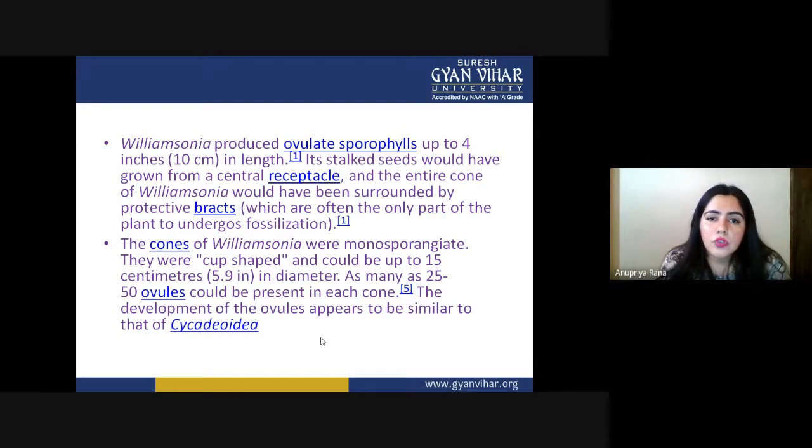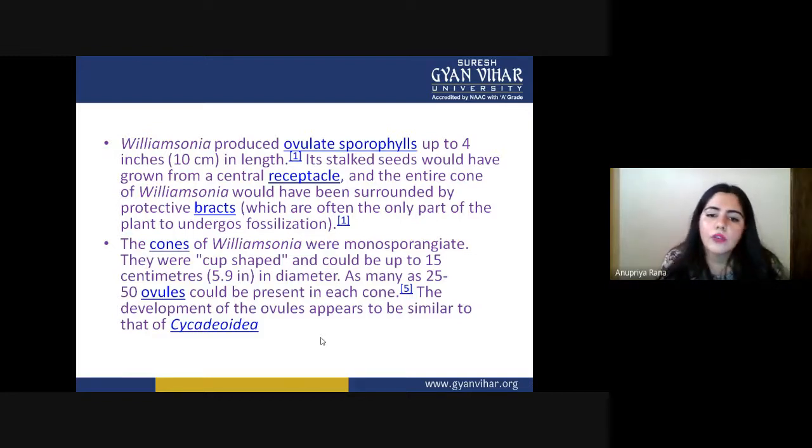When a plant goes into the reproductive phase, it is very sensitive. Because of this sensitivity, there has to be something to protect it. So at that time, the plant has a special structure called bracts, which protect the plant and are often the only part of the plant to undergo fossilization. This is a part of the Wilsonia, which often goes through fossilization: the bracts.